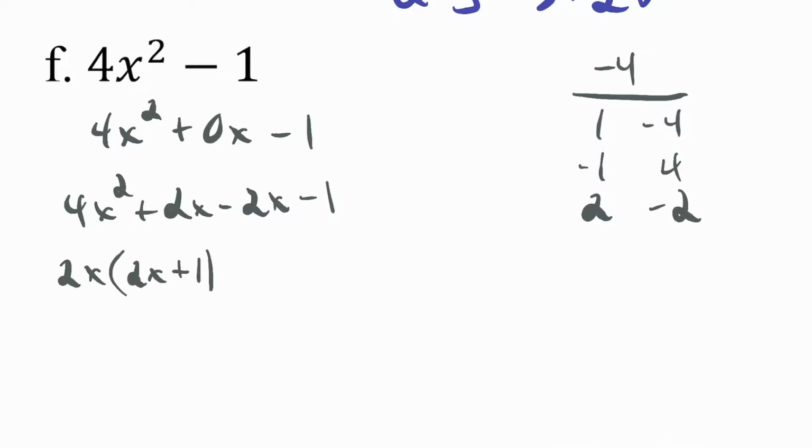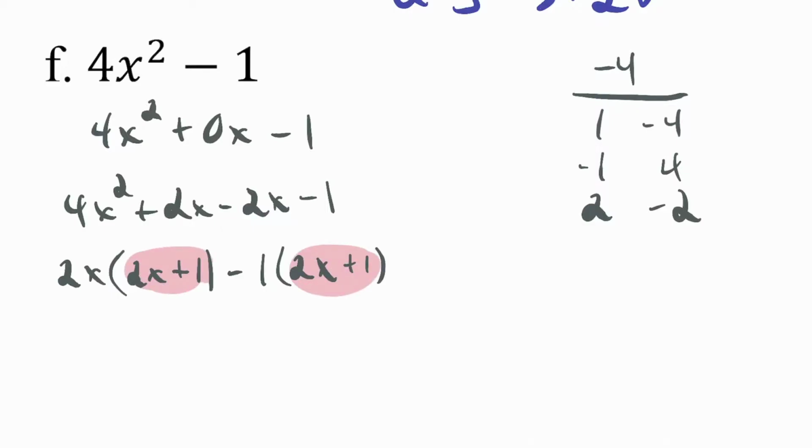Okay. Pause it and think. What am I going to factor out here? What is the common factor? Okay, so you're back from pausing. -1 is the factor. 2x plus 1. And, you might be noticing a pattern.